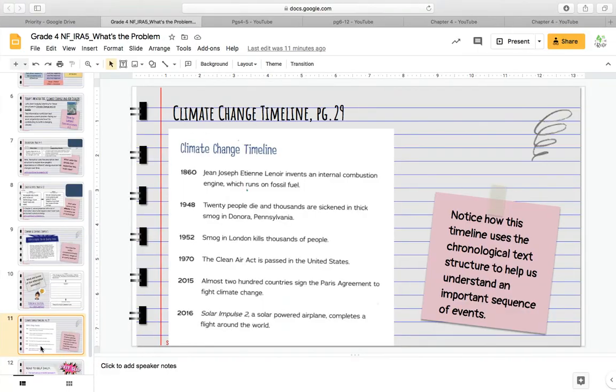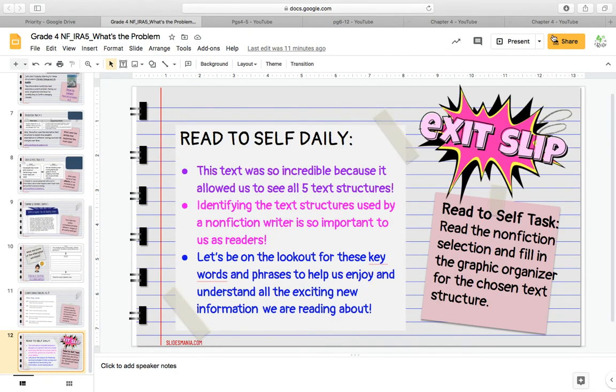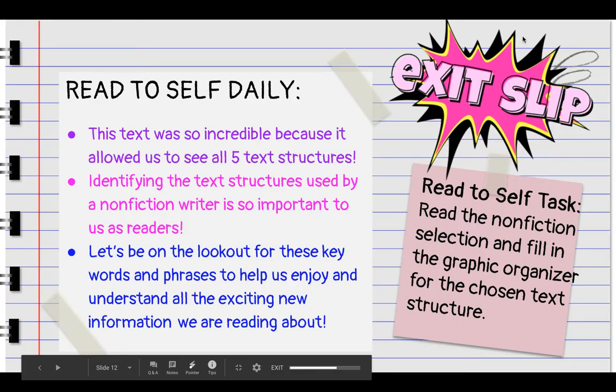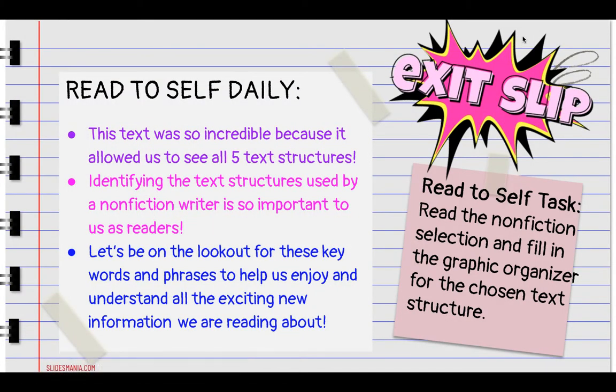I'm just going to go to my final slide here for us today. Did you notice how the main structures were description, cause and effect, and problem and solution? Those were the final 3 we discussed. But we still saw compare and contrast and chronological text structure being used in certain parts. How exciting. Identifying the text structure used by a nonfiction writer is so important to us as readers of nonfiction. These structures help us focus our attention on main ideas and supporting details and understand the message the writer is trying to share with us.